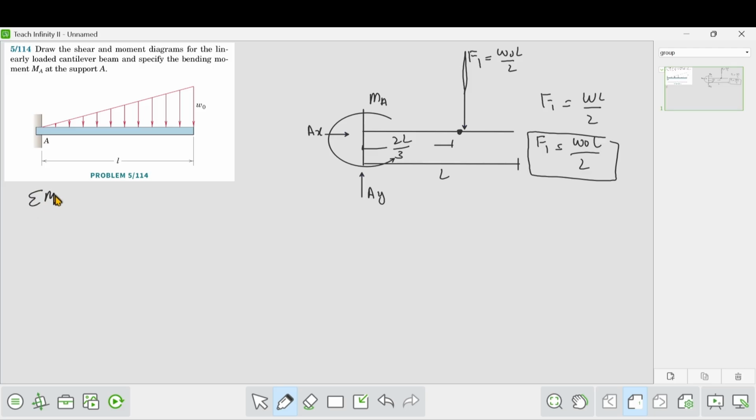Summation of moments at point A equals 0. The moment which rotates the beam anticlockwise is taken as positive. So there is the moment MA, which is anticlockwise, and the F1 load, which is clockwise, negative, and there is no other load, equal to 0. So MA equals F1 multiplied by the lever arm 2L divided by 3.